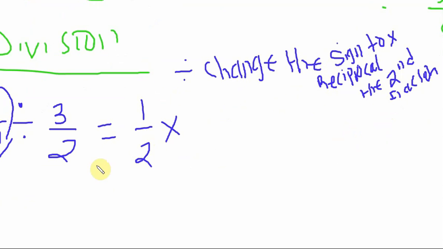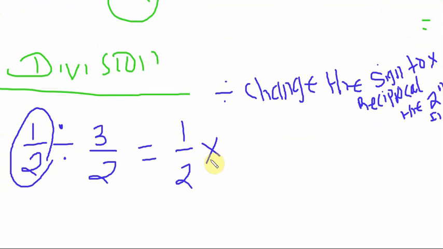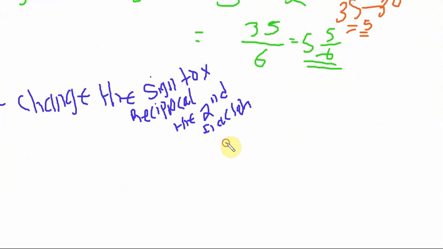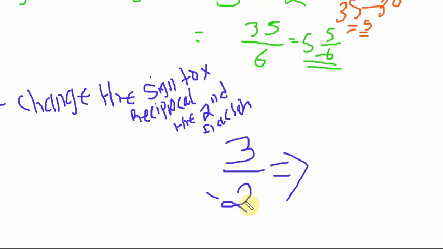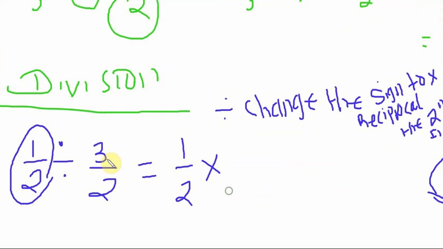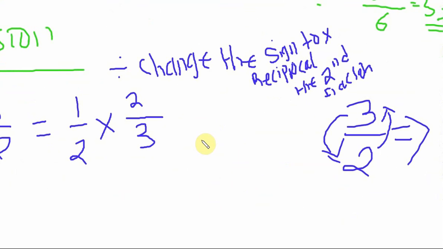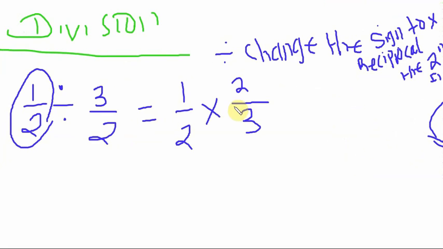In this case, our second fraction is 3 over 2. What reciprocal means is that you write the denominator on top and the numerator at the bottom. So 3 over 2 will become 2 over 3. I'll explain more later on. This is simply what reciprocal means.